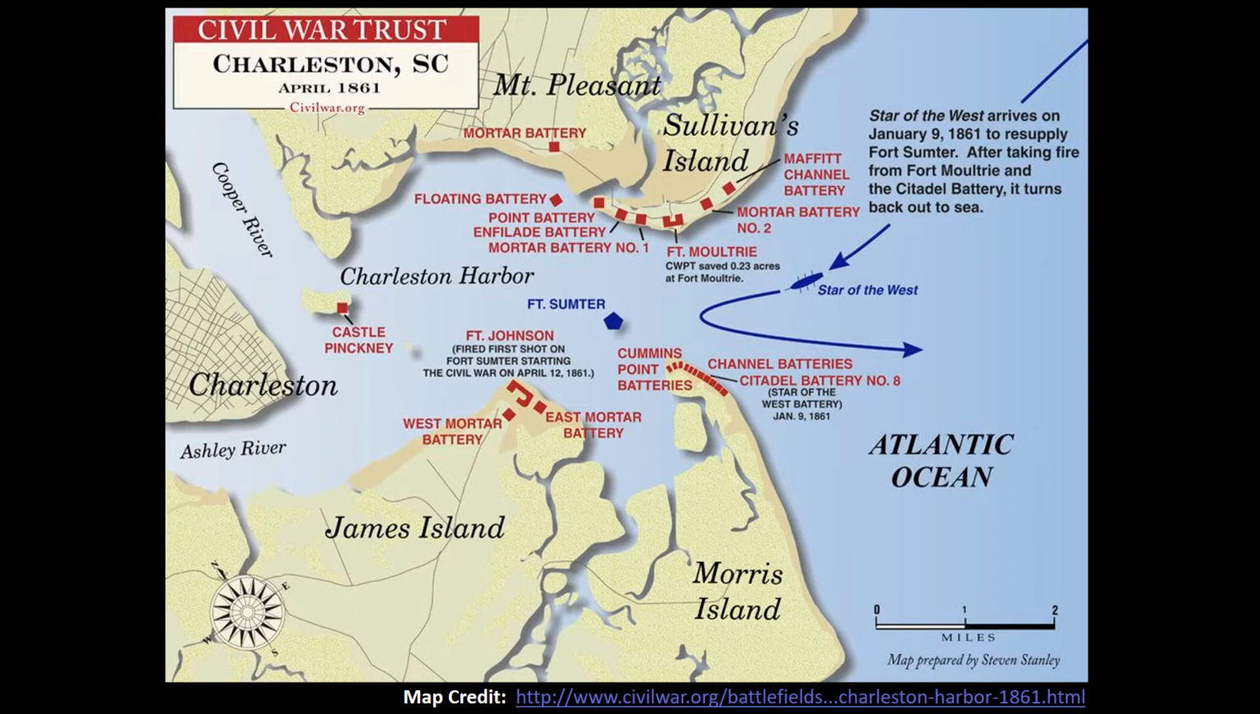And when he does on January 9th, 1861, they are fired upon. The Star of the West is the name of the ship. It's fired upon, and it turns away. Well, this is technically the first shots of the war, and now Fort Sumter is going to be under fire.